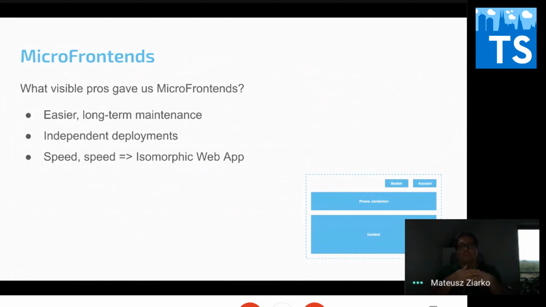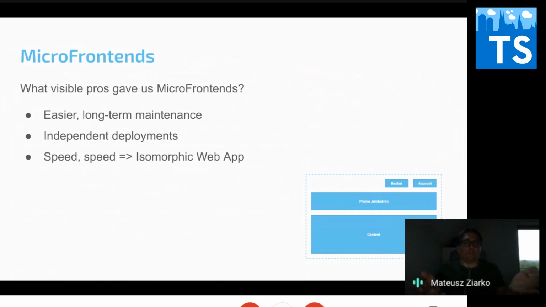So what are the biggest pros that micro frontends gave us? For sure, easier long-term maintenance, because we've got independence. We might go using our own backlog. We don't need to deploy whole applications, so deployments are also easier.